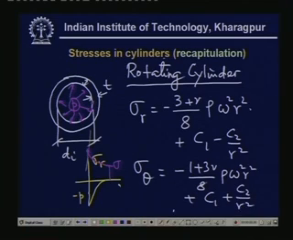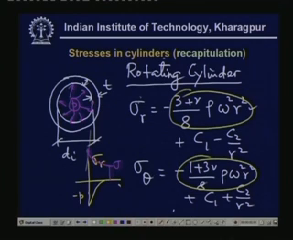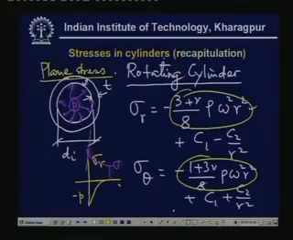Now, this is the additional stress which appears only due to the rotations. But the important thing is that this is for the plane stress consideration. If it is a plane strain problem, then the stresses look different. We are not going to do that, but the plane stress solution may be valid for a thin disc or a very short cylinder. If it is a very long cylinder, then we will have to consider the plane strain problem, which looks a little different. Now, this is for the rotating cylinder.